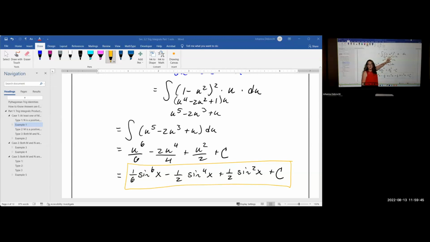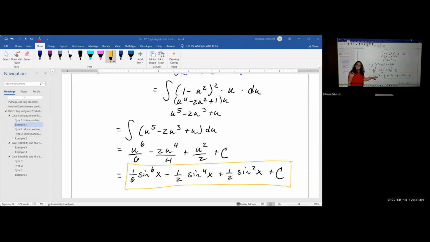Make sure you multiply it out appropriately. Don't lose the middle term. That's a basic algebra error and a big no-no in my class. Then you distribute the u and you come up with this polynomial expression in u. And then you can integrate it using the power rule for integration.